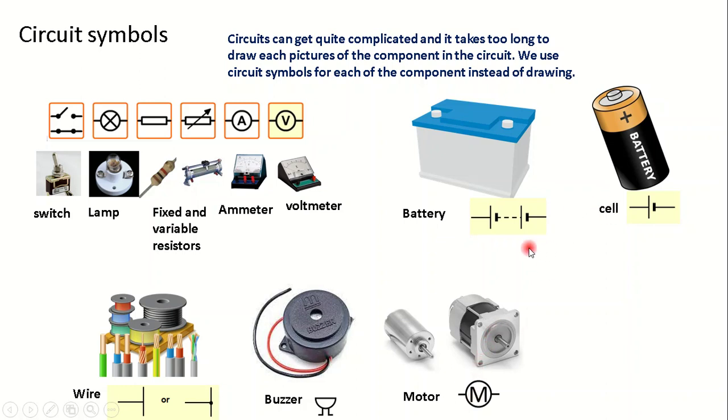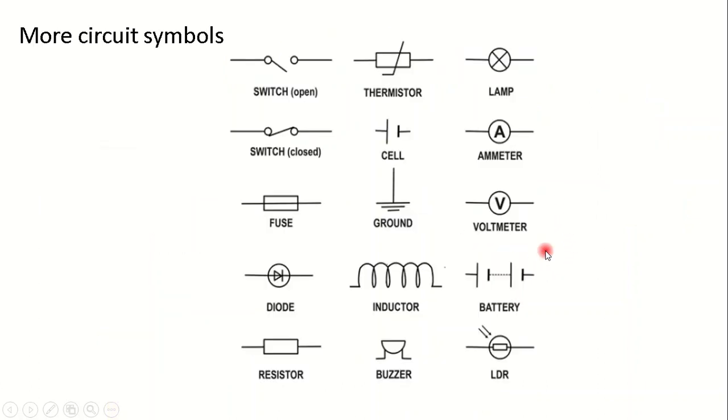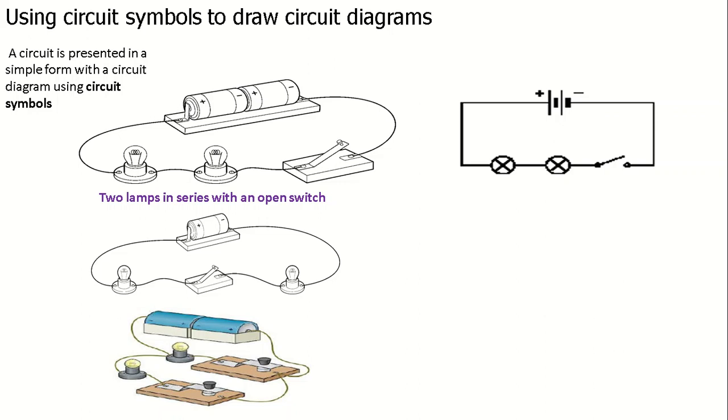Take note that for a battery we have a combination of more than one cell, so we tend to combine more than one cell symbol here. Other symbols are a thermistor, grounding or earthing, a fuse, an inductor, an LDR or light dependent resistor, and so on.